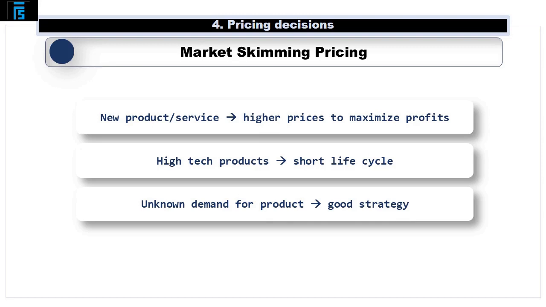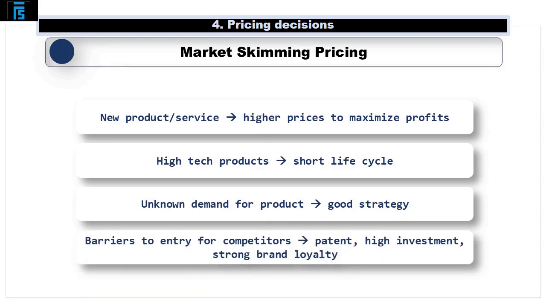In order to keep prices high, there needs to be some barriers to entry for competitors, such as a patent on the product preventing anyone from copying the design, high levels of upfront investment, or unusually strong brand loyalty, as is currently seen with Apple.